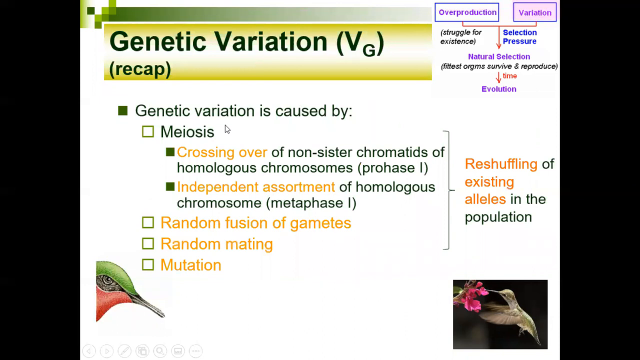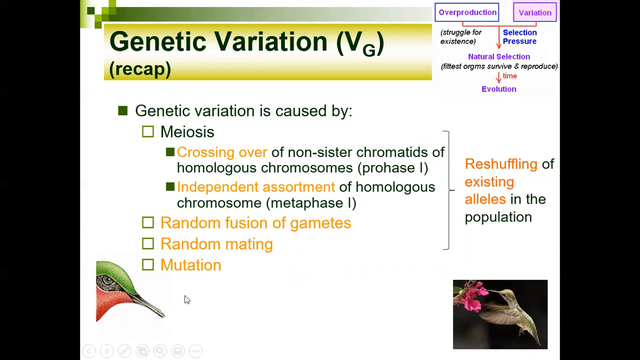Different because we have learned from another chapter already why sexually producing organisms' offsprings are all different. Meiosis. During meiosis, there is crossing over of non-sister chromatids of homologous chromosomes during prophase 1. Independent assortment of homologous chromosomes during metaphase 1. There's random fusion of gametes, random mating of individuals, and then mutation. All these will give rise to genetic variation of individuals in the population.